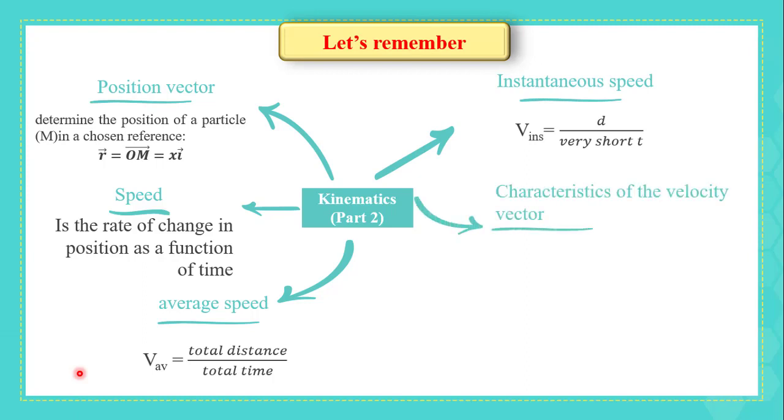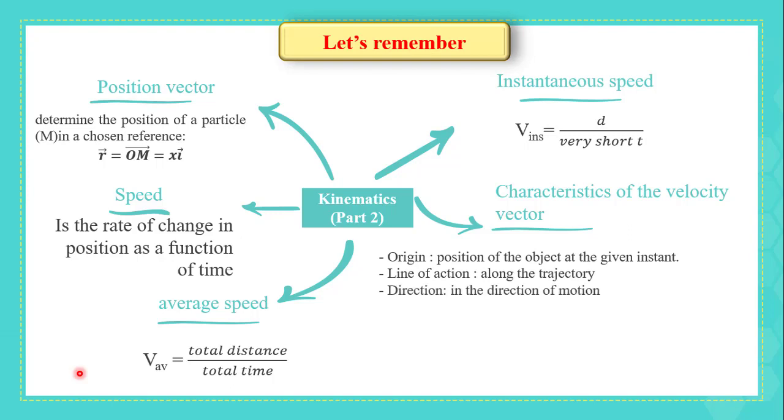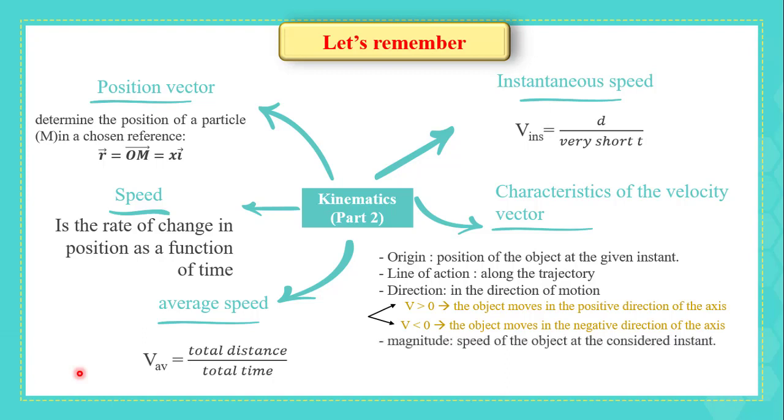The characteristics of the velocity vector are as follows: the origin, which is the position of the object at the given instant; the line of action, which is always along the trajectory; the direction, in the direction of motion. If V is positive, then the object moves in the positive direction of the axis, and if V is negative, the object moves in the negative direction of the axis. The magnitude is the speed of the object at the considered instant.